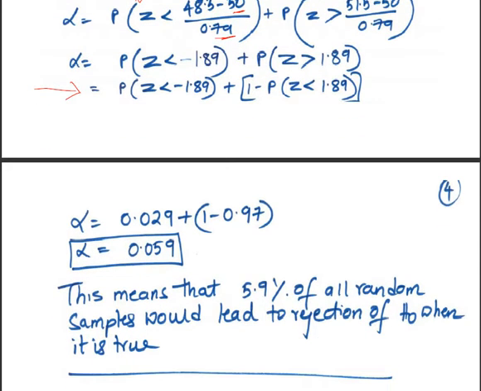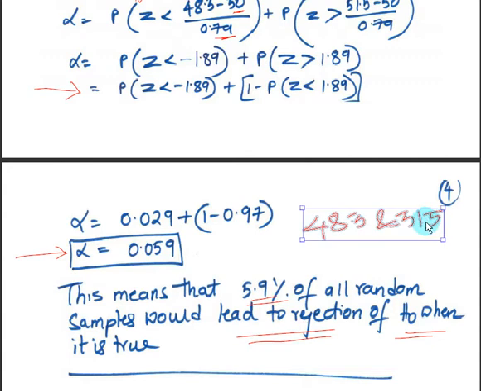and this happens to be alpha equals 0.059. So all this really means is that 5.9% of all random samples would lead to the rejection of H naught when it is true. So when you're randomly sampling, given this acceptance region that you have chosen, which is 48.5 and 51.5, 5.9% of all random samples will lead to the rejection of H naught when it is true. So this error will be committed 5.9% of the time.